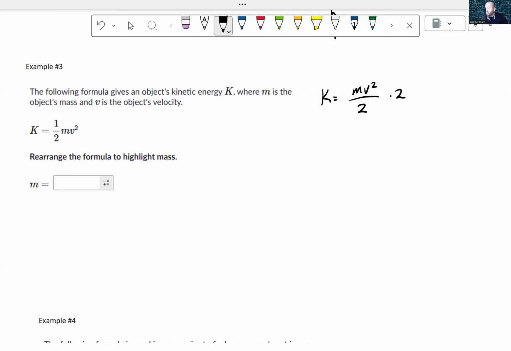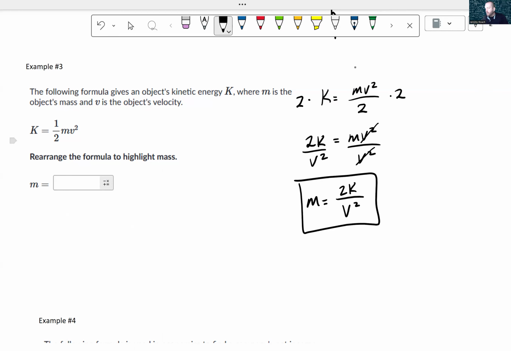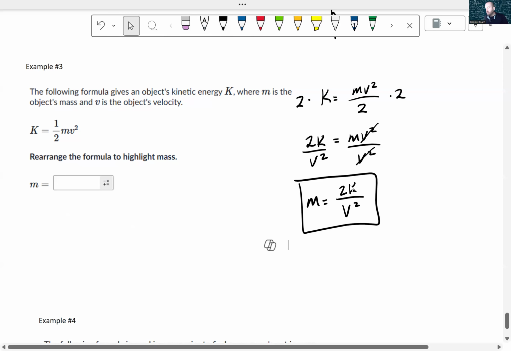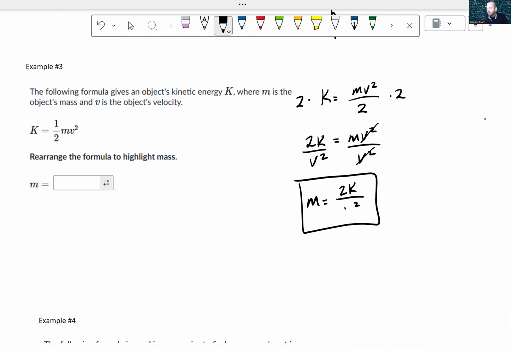And then we're going to multiply by 2 on both sides. That gives us 2K equals mv squared. We'll divide by v squared on both sides. That cancels those out on the right side. And we have m equals 2K over v squared. And we'll just leave it like that for now. I think we saw enough examples of different ways we can write our final answer. Just remember, everything is case sensitive. So when you're putting this into the answers, make sure you have an uppercase K for your answer and a lowercase v for the v squared.